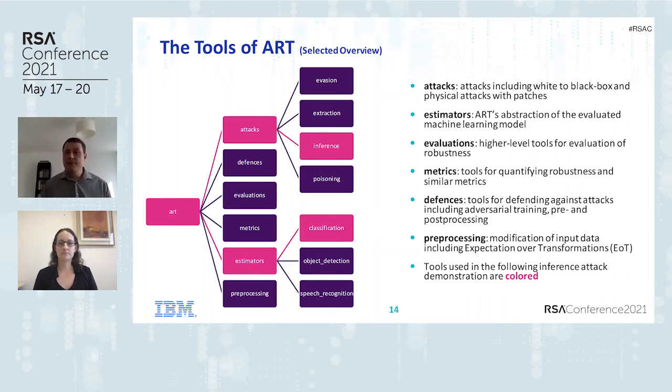And then we also have a pre-processing module, which allows you to implement any modification of your input data. And one of the most exciting tools that we provide currently is expectation over transformations, which allows you to train your model on random perturbations to make it more robust and also the attacks much stronger.